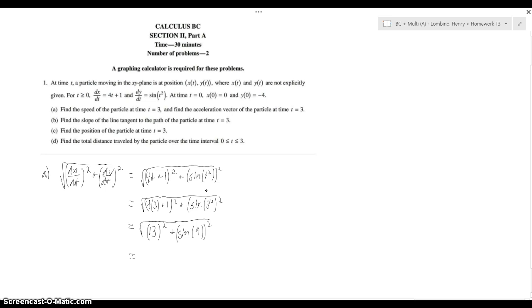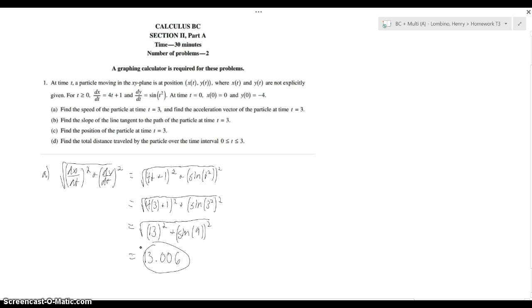Okay, plus 169, and the square root of all that. And we get the answer of 13.006. And there we go. There is our answer. So pretty simple for part A.